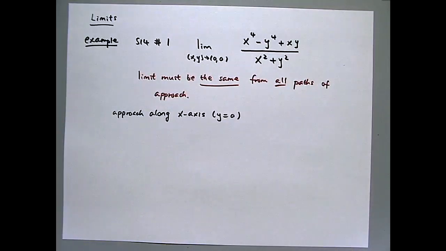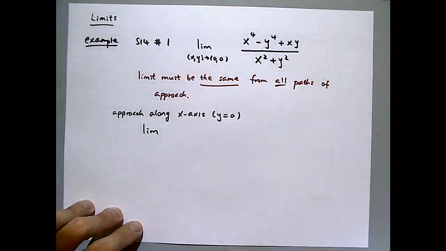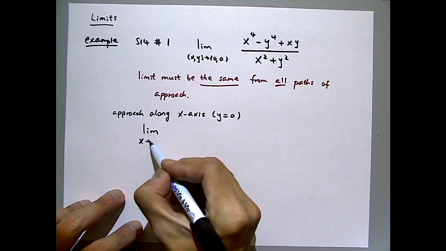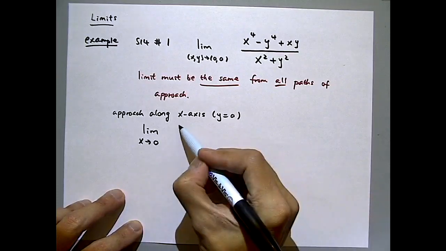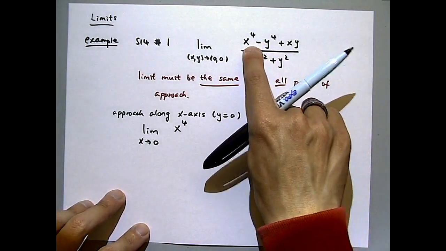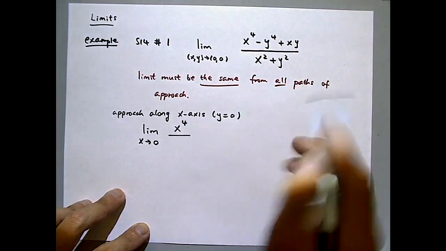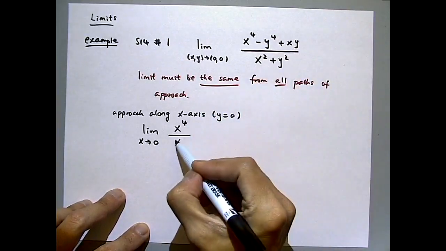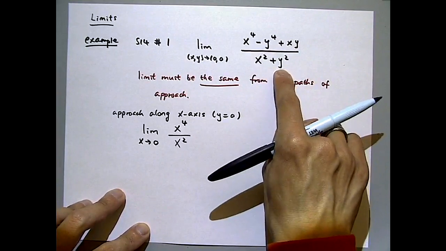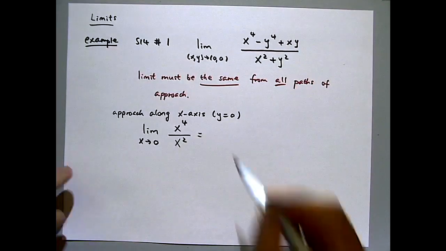If you approach along the x-axis, then that means y is always equal to 0. So the only variable that's left here is x. Upstairs would be x to the fourth, nothing, nothing, x squared, and nothing here. So this goes to 0, right?